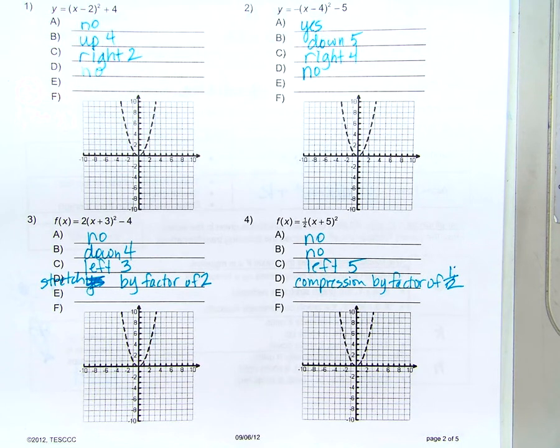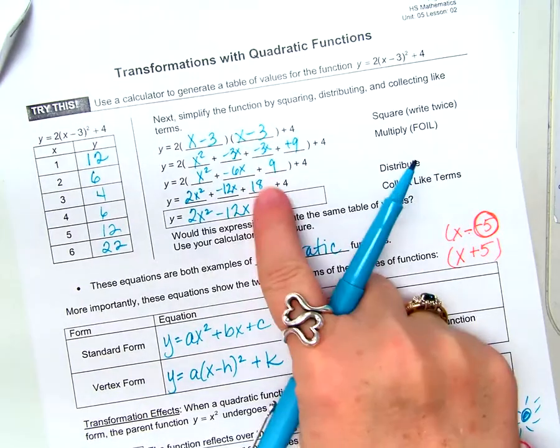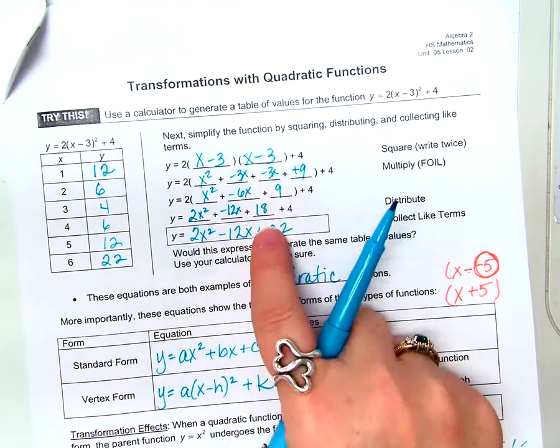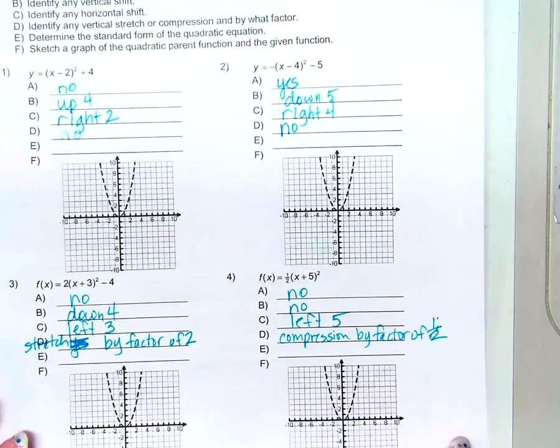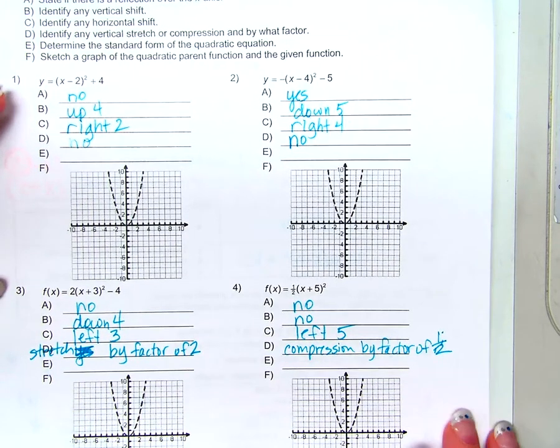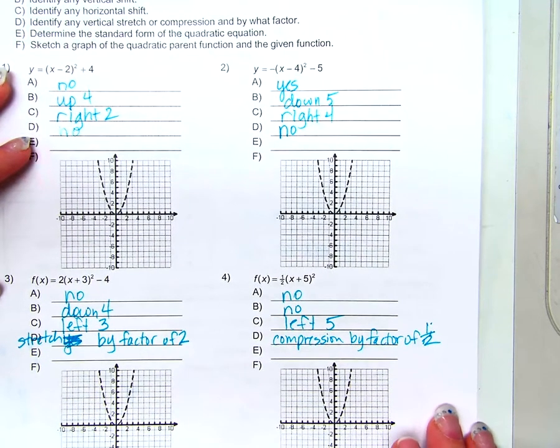Okay, E, determine the standard form of the quadratic equation. How do you do that? How did we do it here? Square, distribute. We multiplied it all out, right? I'm going to let you do that. I'll do one of these. Which one do you want me to do? The hard one. Which one do you think is hard?